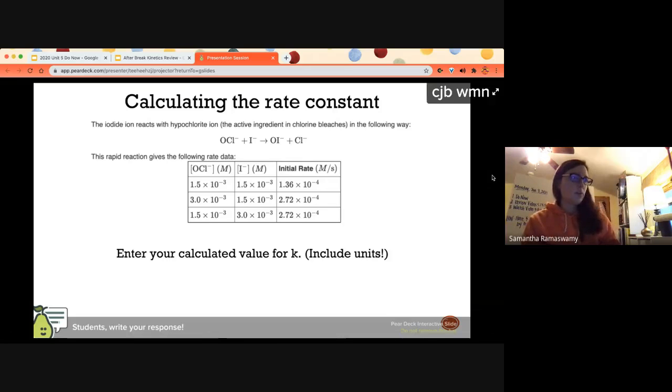Good. I see a lot of people starting to type in the numeric portion. Whichever trial you pick doesn't matter because it's a constant. Will it vary a little bit based on sig figs? Sure. But for the most part, if you round to 3 sig figs, you should be getting about the same answer every time.